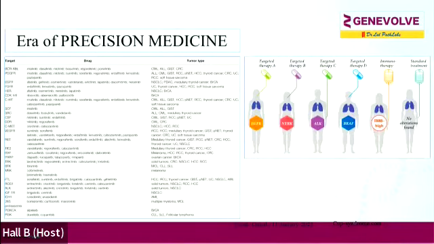This is the era of precision medicine, wherein we have targeted therapies for each and every target that we're able to find in a tumor. On the right, if you see, that's the example of a non-small cell lung carcinoma. Depending on the target in the form of EGFR, NTRK, ALK, or BRAF, you have specific targeted therapies for them.